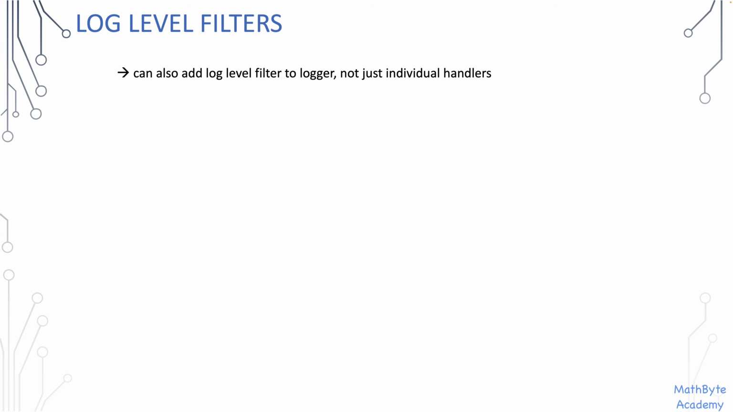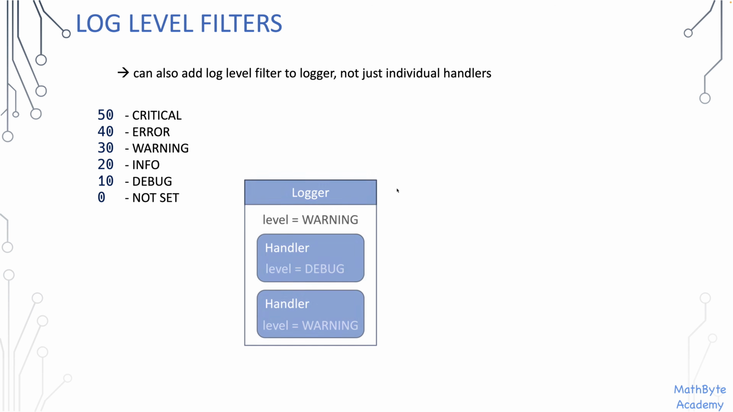So let's look at log level filters. I showed you how we can add these level filters to the handlers, but we also add the level filter to the logger, not just the individual handlers. And again, it's the same deal. We have from 0 to 50, plus whatever additional custom ones you may want to define. In this case, here's how I've configured my logger. I've set my logger level to be warning. This handler here is set to debug, and this handler over here is set to warning.